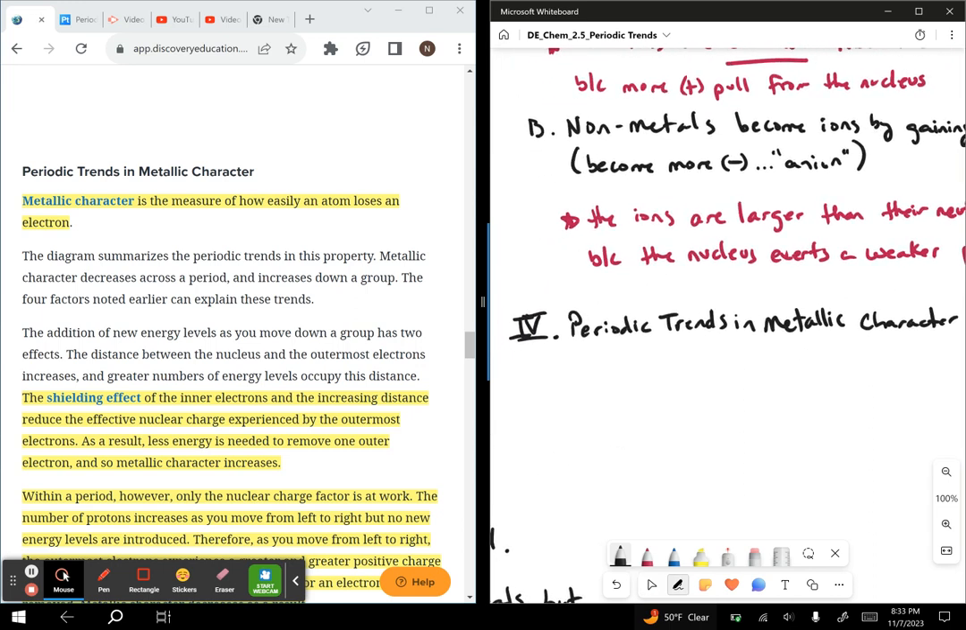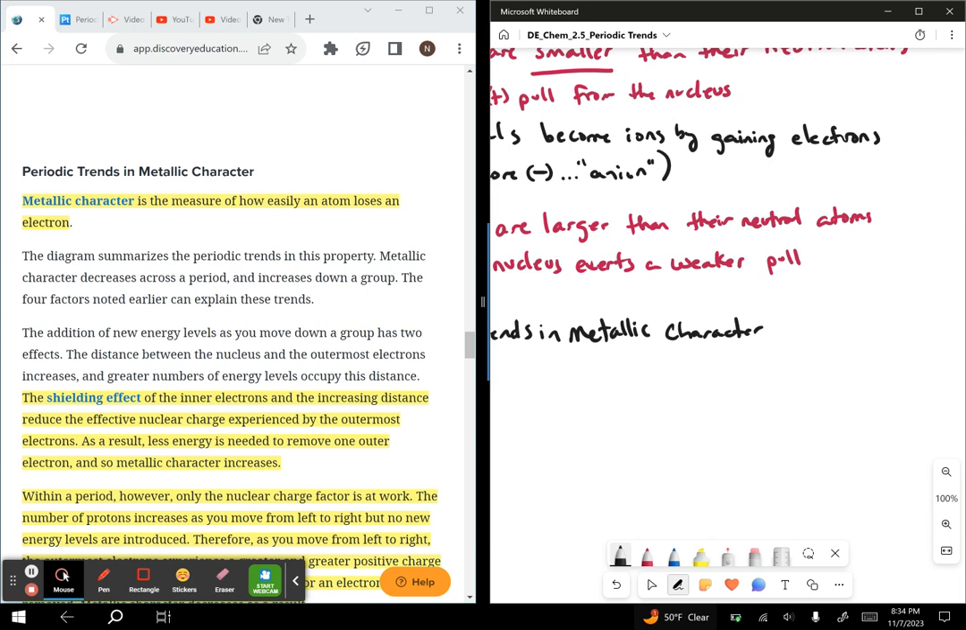And what are they talking about? Metallic character is the measure of how easily an atom loses or gains electrons. So let's just put over here, metallic character. What are we referring to?